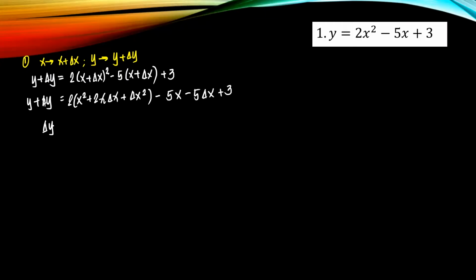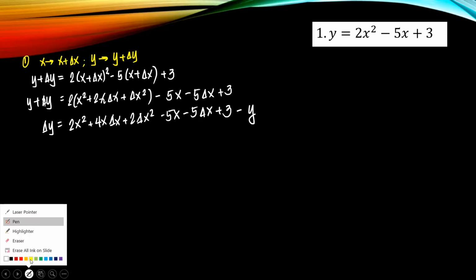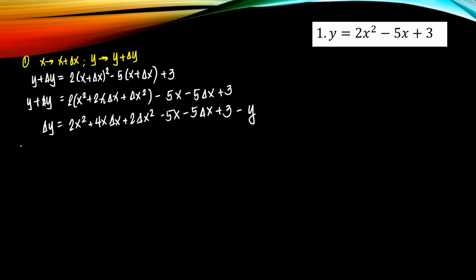You want to solve for delta y, right? So this one is 2x squared plus 4x delta x plus 2 delta x squared minus 5x minus 5 delta x plus 3 minus y. So were we able to solve for delta y na? Yes. Diba? So this one is actually step number 2.